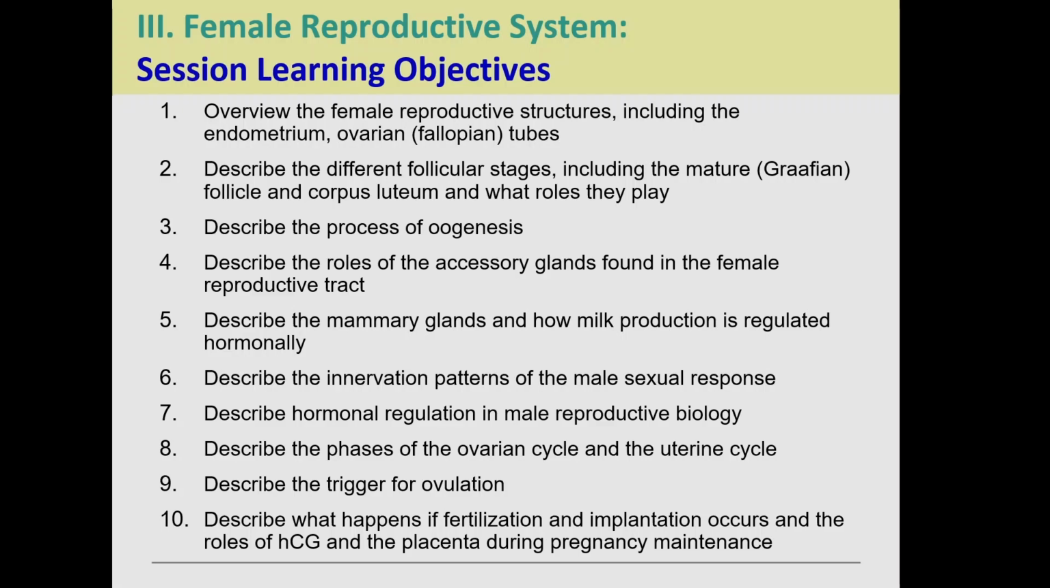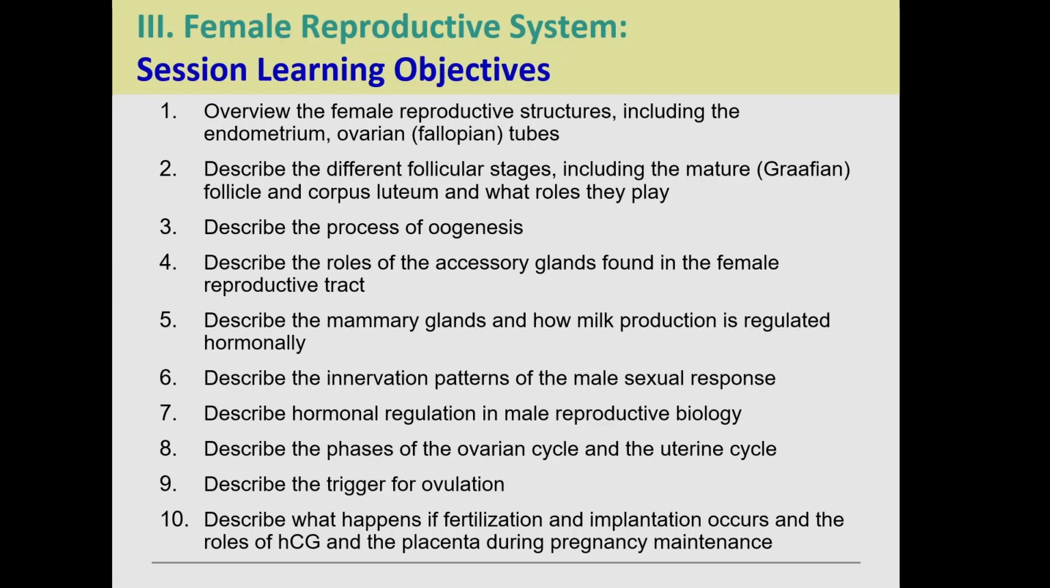If you want to talk about it one-on-one, you're more than welcome to address it with me. We can talk about some of the details, but for the sake of this video, we're focusing on the typical female reproductive system, and rather than say typical all the time, I'm just going to say the female reproductive system. For this, we're going to get into the female reproductive structures, including the endometrium and ovarian tubes.